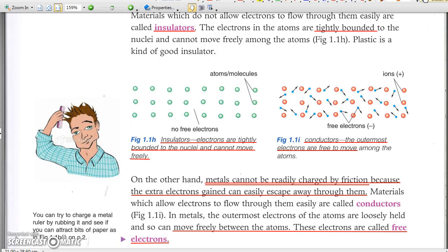Electrons in insulators are tightly bound and cannot move freely, while some electrons in conductors can move freely. In particular, metals have free electrons which move freely to conduct electricity and heat as well.